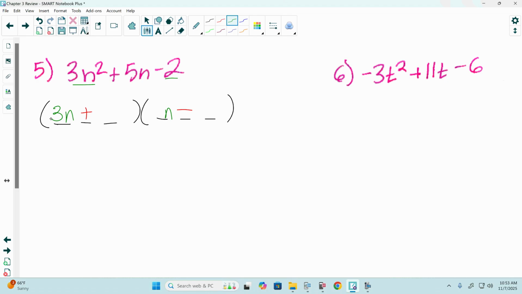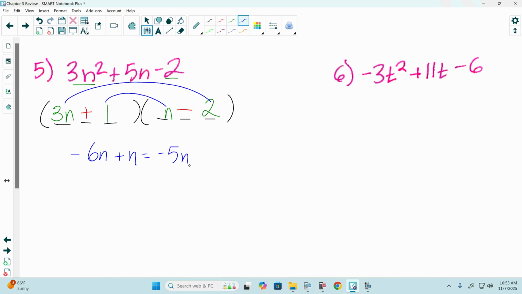Our factors of 2: 2 and 1, 1 and 2. So all we need to do is stick the 2 and 1 in one of the two spots. Doesn't matter which, because again, our last step is to check. Now when we check this, we're mainly just checking for the middle term, because 3n times n is still 3n squared, and 1 times negative 2 is still negative 2. Now 3n times negative 2 is going to be negative 6n. 1 times positive n is positive 1n. So we have negative 6n plus n, negative 6 plus 1, negative 5n.